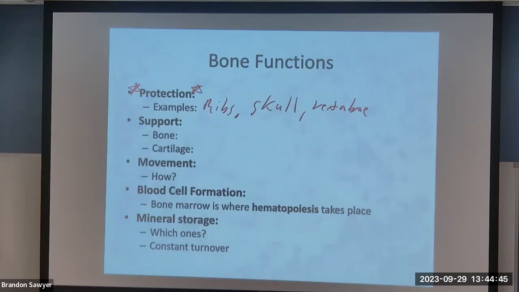Yeah, well, then when it comes to support, I mean, this is most of our bones, right? If we didn't have bones, then we would just be a big puddle of tissue, right? Bones are what give us our support, give us our shape. So pretty much all of our bones do that, but definitely the long bones of our limbs really give us support there.